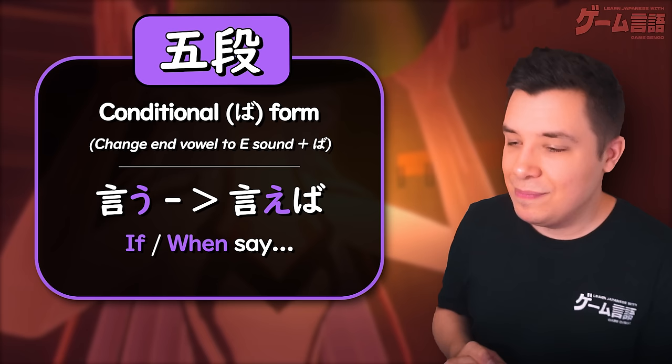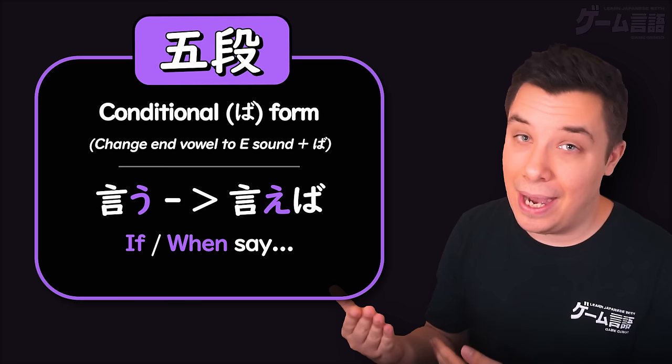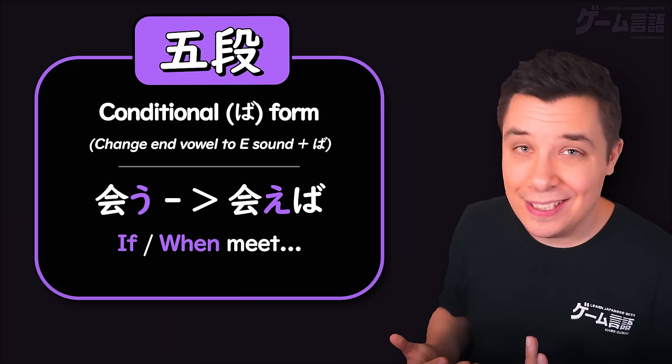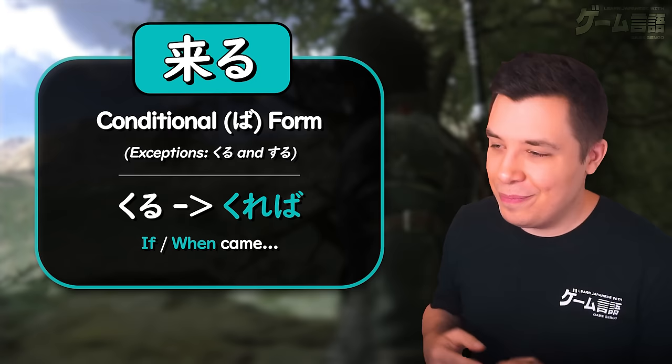So the ba form is quite easy. All you need to do is just change the final sound to an e and then put ba. 言えば if I were to say, 会えば if we were to meet, 飲めば if I was to drink, 死ねば if I was to die, and so on. Thankfully, the conditional ba form is actually really, really easy.